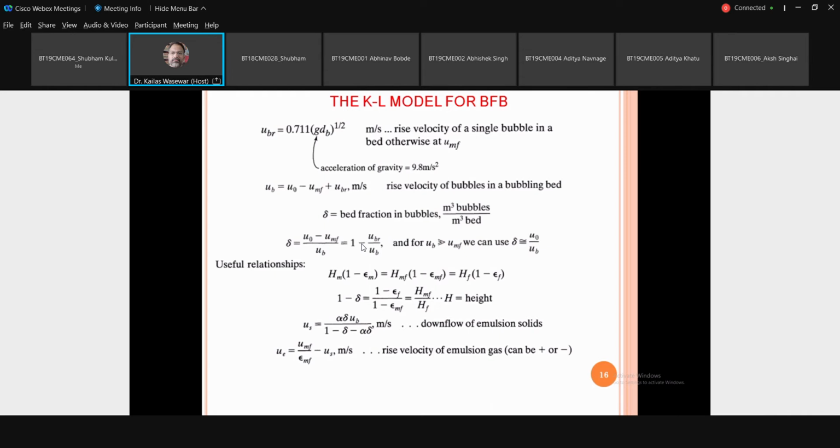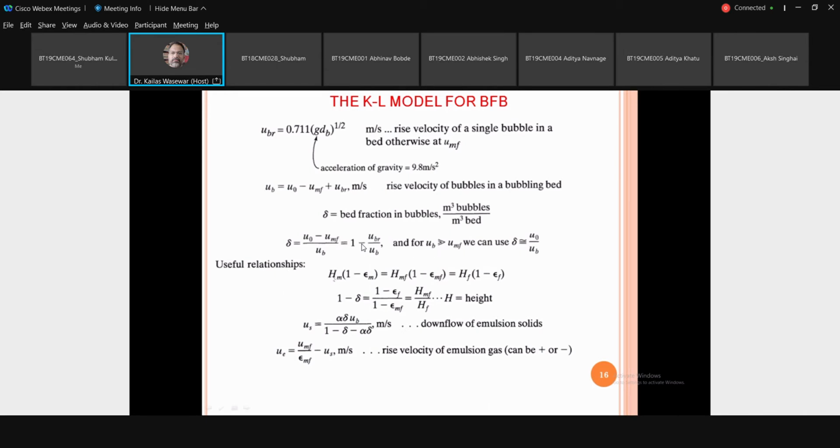So this bubble rising velocity is 0.711 times the square root of g dB, that is g into dB, the diameter of the bubble. Then various other parameters: UB is equal to U0 minus UMF plus UBR. So these velocities we can calculate because they will be required for finding the other parameters. Then the bed fraction in the bubbles, that is meter cube of the bubble divided by meter cube of the bed, or based on the velocity also you can get these values.